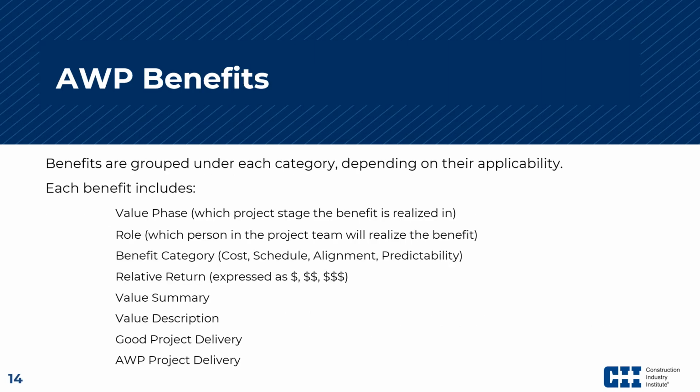We then considered AWP benefits. Benefits are grouped under each category depending on their applicability. Each benefit includes the value phase, when in the project the benefit is realized, the role, which refers to which person in the project team will realize the benefit, category, which is split into cost, schedule, alignment, or predictability, the relative return of each of the benefits, the value summary, the value description, good project delivery, and AWP project delivery.